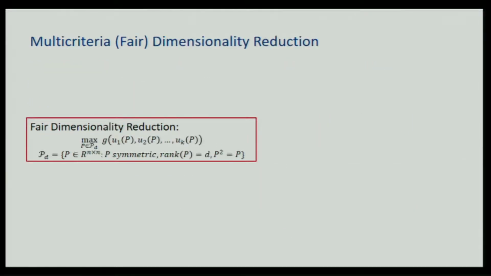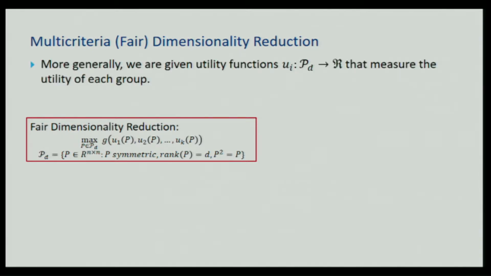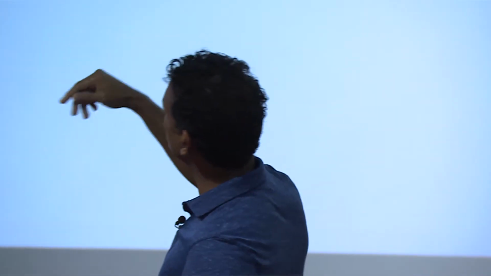Okay. So now, how about more generally? We still want a d-dimensional projection. So we have some utility function that measures the utility of each group. Each group might have its own. Maybe it's not squared error. One group cares about maximum error, one group cares about some other norm, and so on. And then on top of that, there's a function over the k utilities, the k groups.